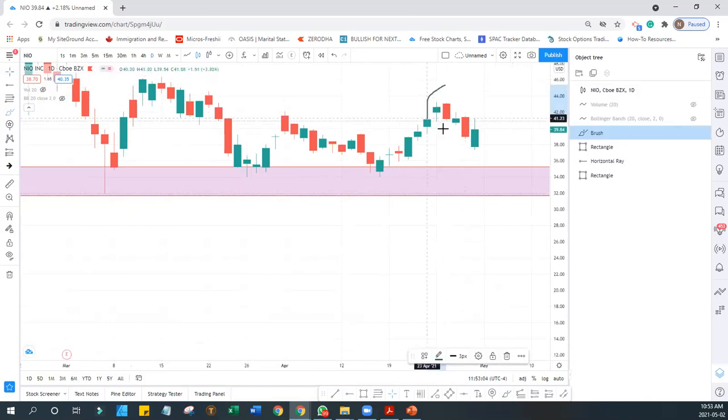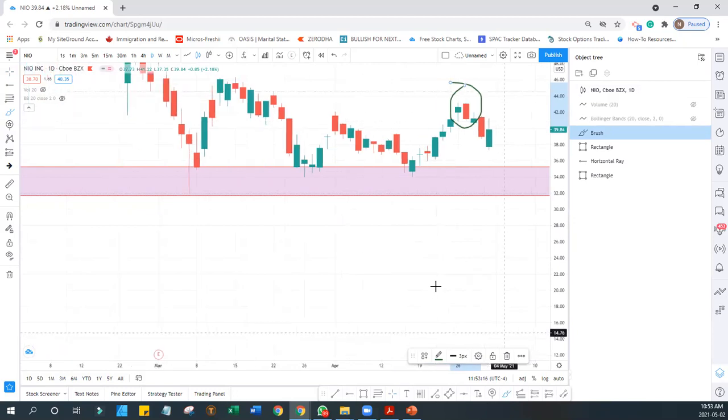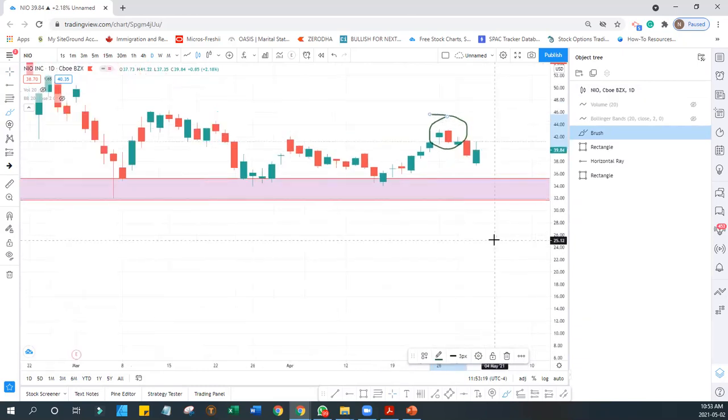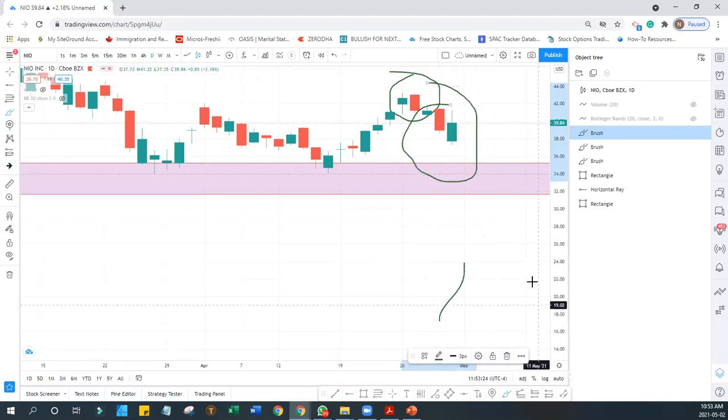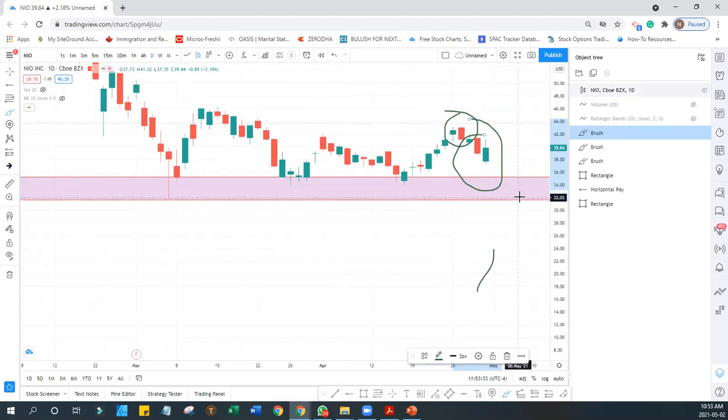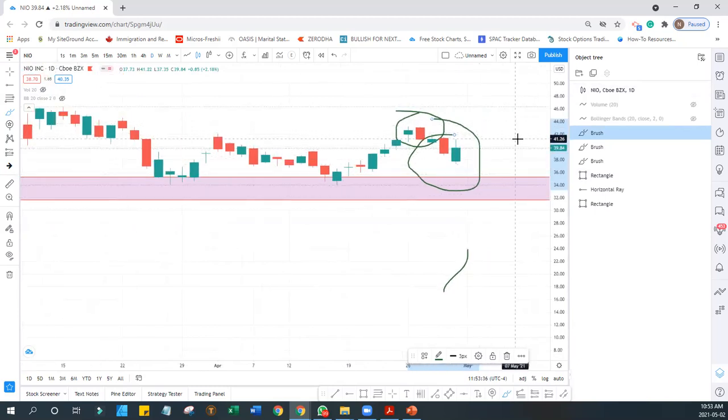Okay, basically, if you see here, can anybody say what this candle was? Anybody want to take a guess what this candle is? Bearish engulfing. Yeah, bearish engulfing. And anybody want to guess on this candle? What is that candle? That's piercing. Yeah, bullish piercing.